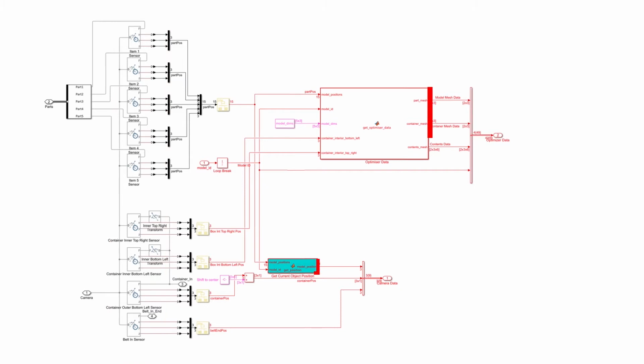These part positions are then passed into function blocks, using a model ID signal to give the planning and control subsystem the position of the currently handled part, and using constants from the model workspace to calculate measures for the container and each part within it, passing those to the optimizer subsystem.